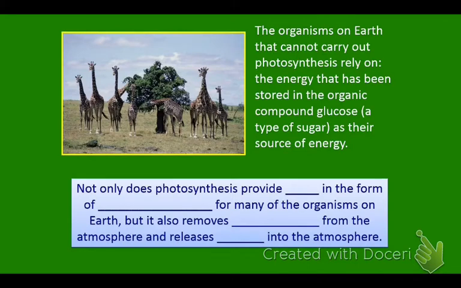So not only does photosynthesis provide food in the form of sugars and starches, i.e. glucose, for many of the organisms on Earth, but it also removes carbon dioxide from the atmosphere and releases oxygen, which is really important, right? Can we live on a planet full of carbon dioxide? No. We would all slowly go to sleep and not wake up. Yep.